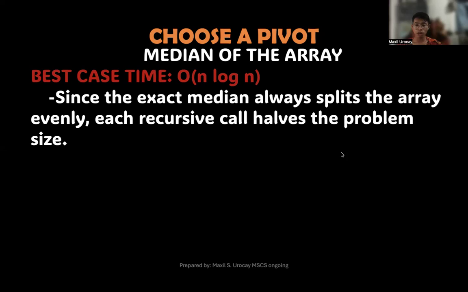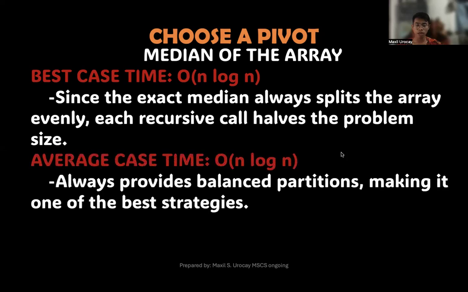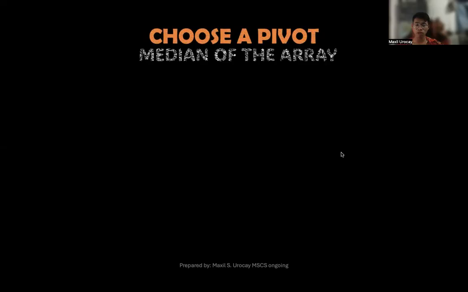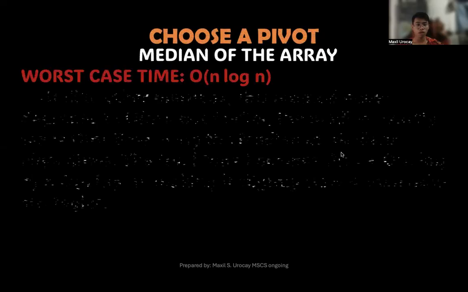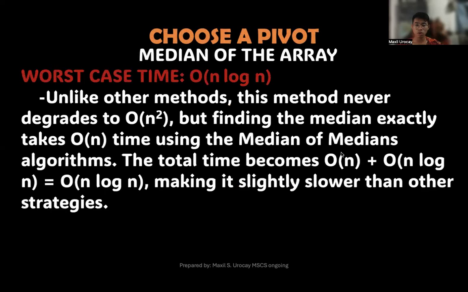Each recursive call halves the problem size. Then the average case time complexity always provides a balanced partition, making it one of the best strategies. As they mentioned, it is one of the best strategies, but for me, it is not the best anymore. And the worst case time complexity is O(n log n). Unlike other methods, this method never degrades to n squared, but finding the median exactly takes linear time. Using the median of medians algorithm, the total time becomes linear plus n log n, which equals O(n log n). That's why it is slightly slower than the other strategies.